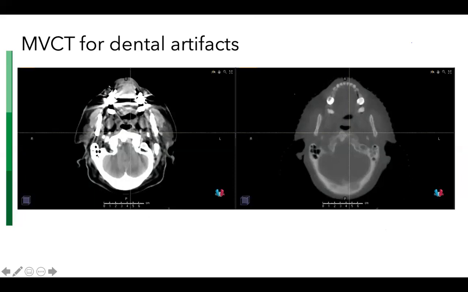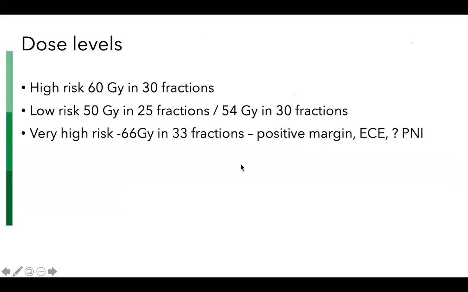In case the patient has dental artifacts, it can create a problem in target delineation. And it can also create a problem in assigning Hounsfield units. So wherever MVCT is available, one may use an MVCT to correctly identify exactly the dental artifact, and also replace the Hounsfield units manually. This is one of the things that one can do in oral cavity tumors.